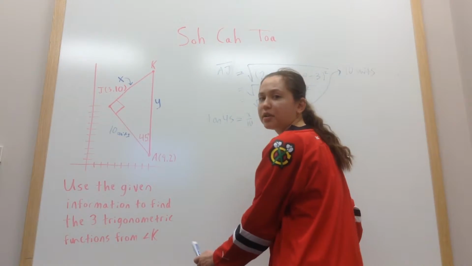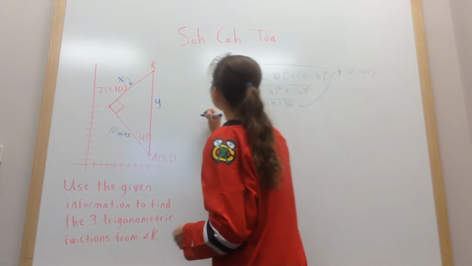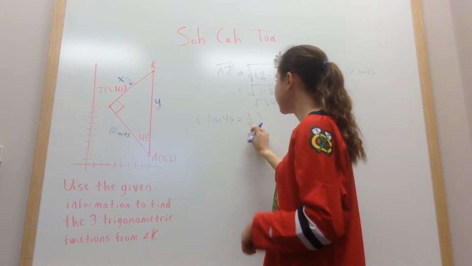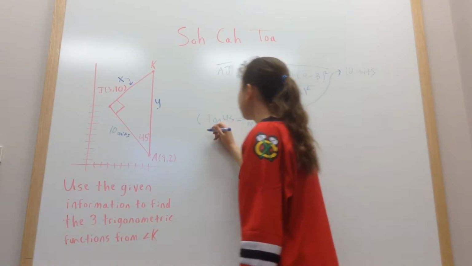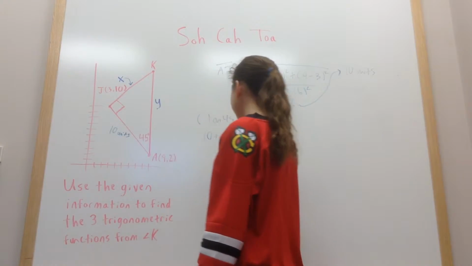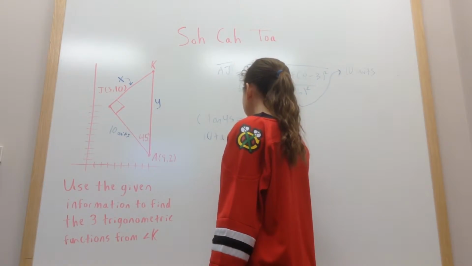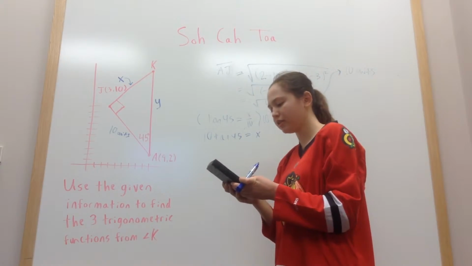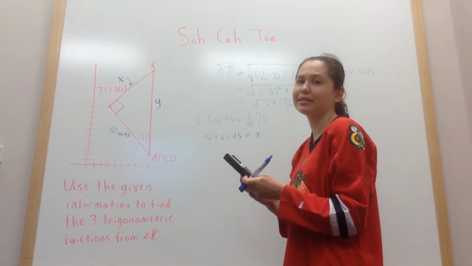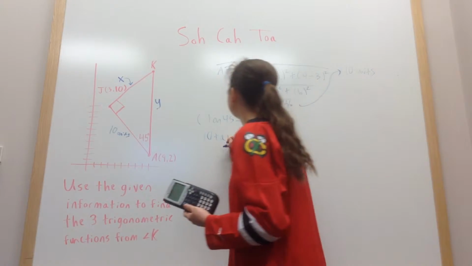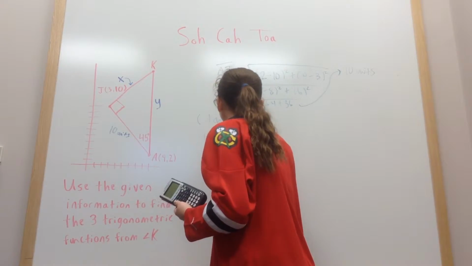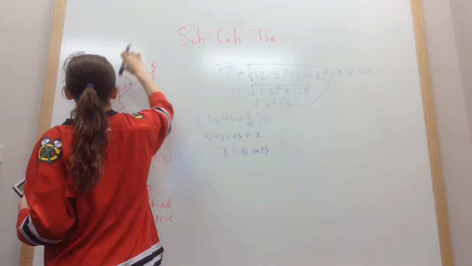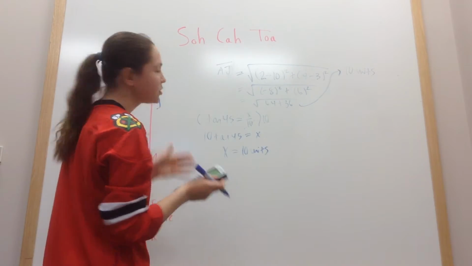I tell you, these markers get worse every single time I use them. Okay. Now I want to isolate my x, right? So let's multiply both sides by 10 to get this out of the denominator. So I get 10 tangent of 45 is equal to x. Let's use our calculator. Type in 10 tangent of 45. Look at that, I get 10, special property. So x is equal to 10 units. So we just found the side length of KJ, and that's also going to be 10.